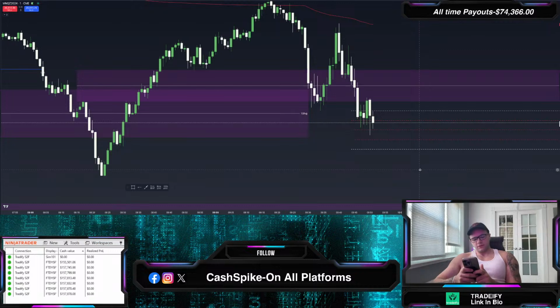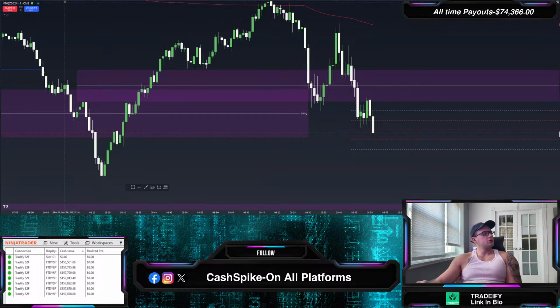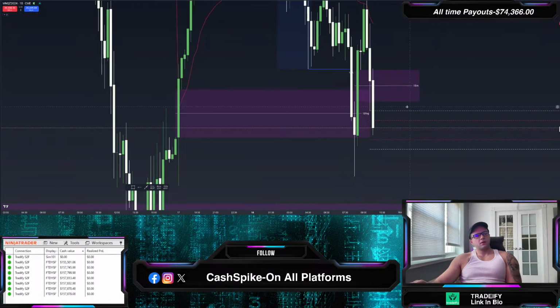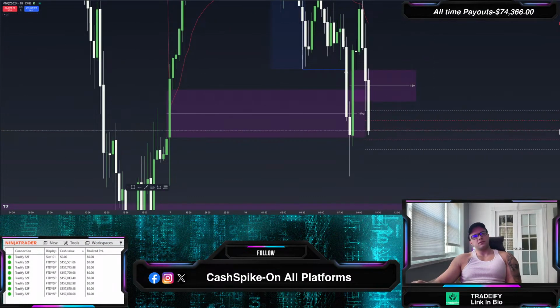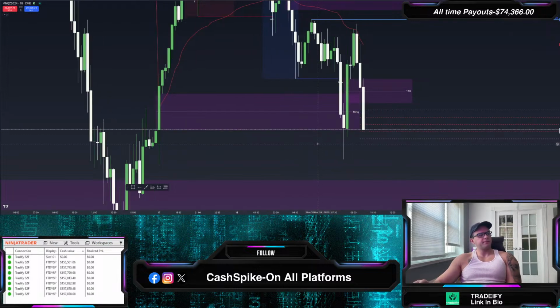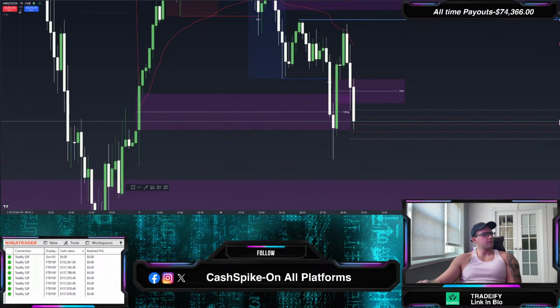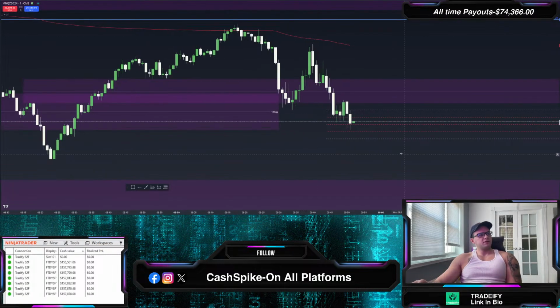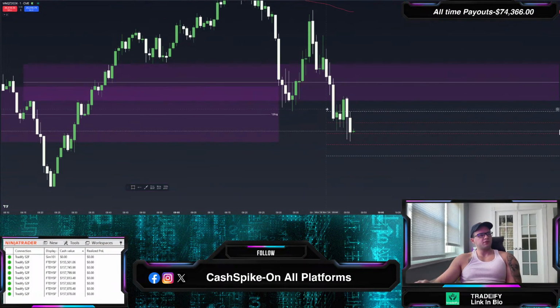And 50% was filled. Let's see. We have 8 minutes till this candle closes. See if we can reverse this fair value gap. Yeah, 50% was filled. This gap is pretty much already filled.